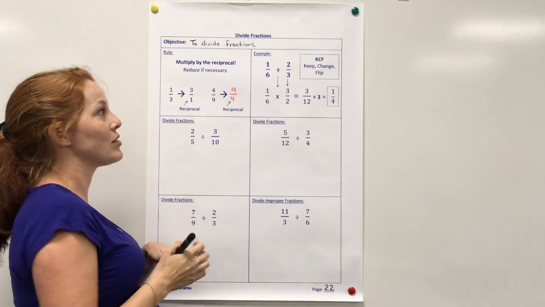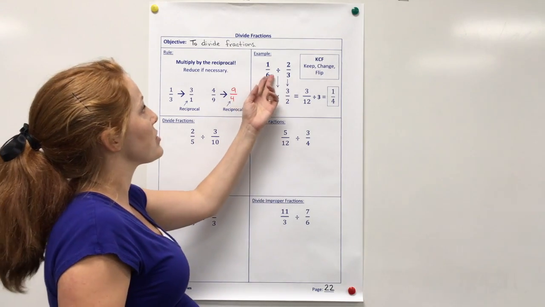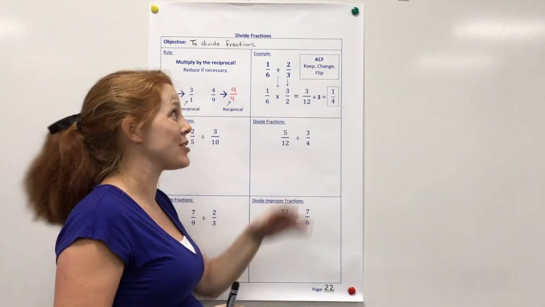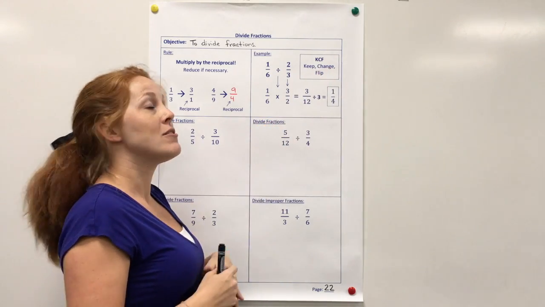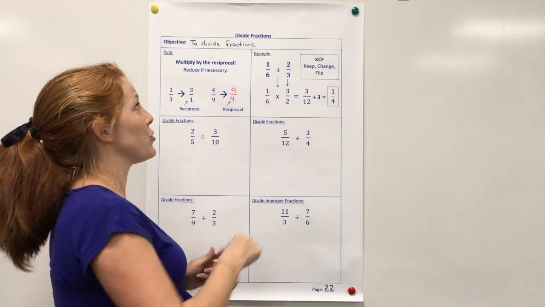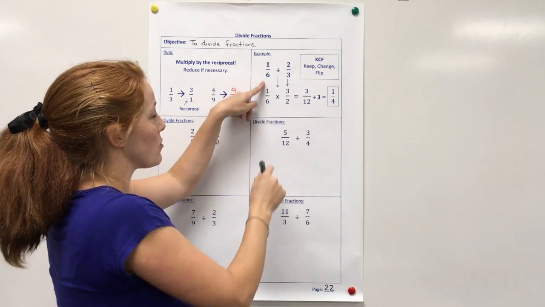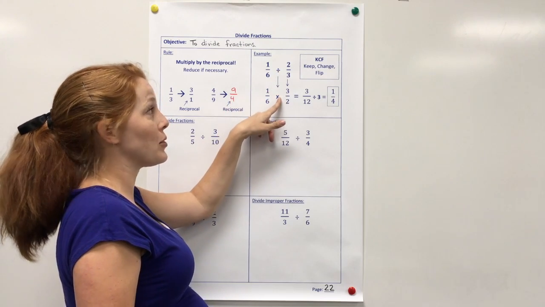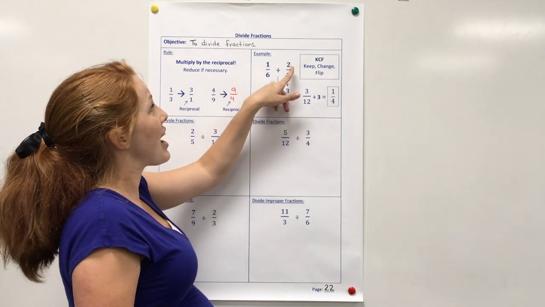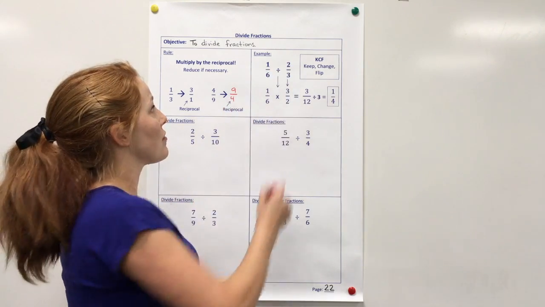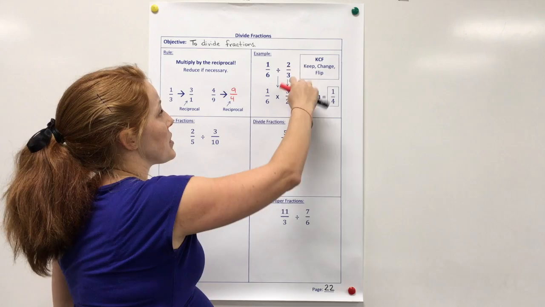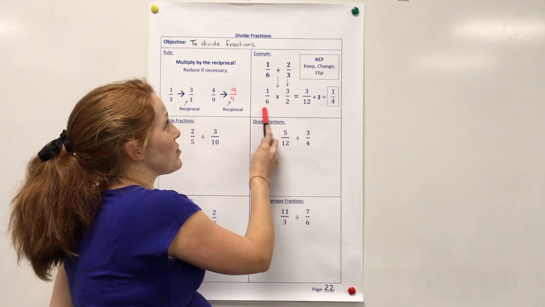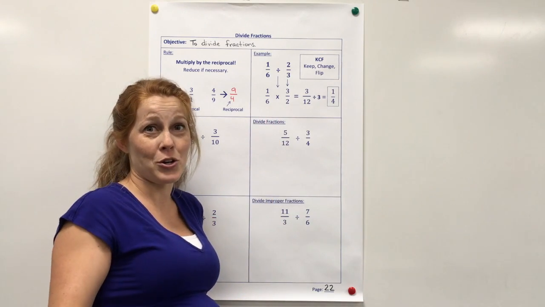All right, now let's put this into practice. Here is my division problem. And I use this little strategy called KCF, which stands for keep, change, flip. So to divide fractions, what you're actually going to do is keep the first fraction, so it stays exactly the same. I change the division sign to multiplication, and then I flip or find the reciprocal of the second fraction. So 2/3 becomes 3/2.